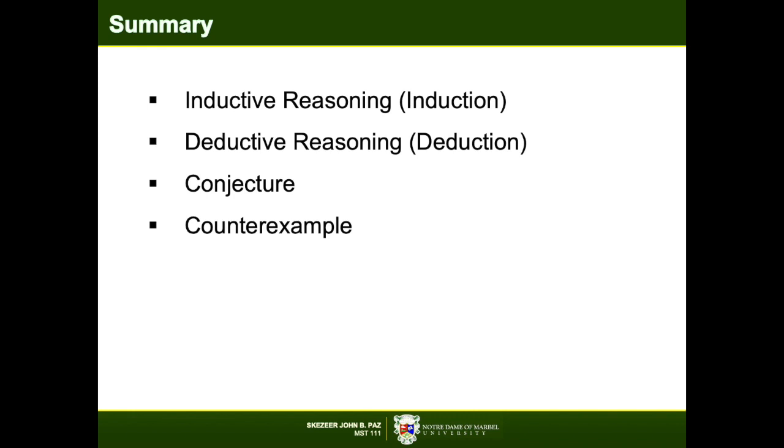But in order for us to prove a conjecture, one specific example is not just enough. So in order for us to prove that a conjecture is true, we needed to have a deductive reasoning. A deductive reasoning is a kind of reasoning wherein we arrive at a conclusion by basing it from the general rule, general idea, or a general principle.